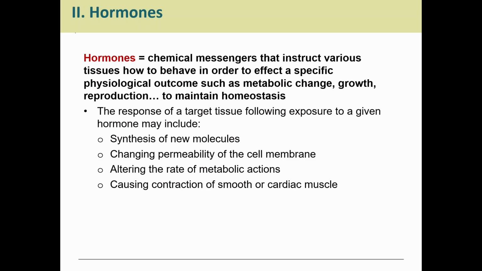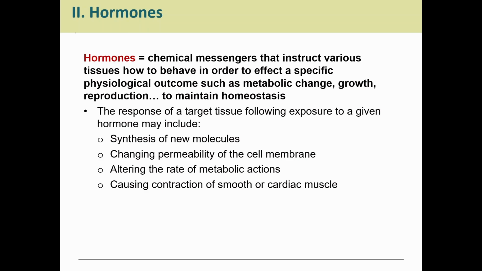I'm going to read what we have here in bold, and then I'll give us a quick and dirty definition as well. Hormones are chemical messengers that instruct various tissues on how to behave in order to affect a specific physiological outcome, such as metabolic change, growth, reproduction, etc., to maintain homeostasis. Basically, it's a chemical that's going to tell a tissue what to do so that we can maintain homeostasis. That's all it is. It's a chemical that tells other cells, tissues, and organs what to do to maintain homeostasis.